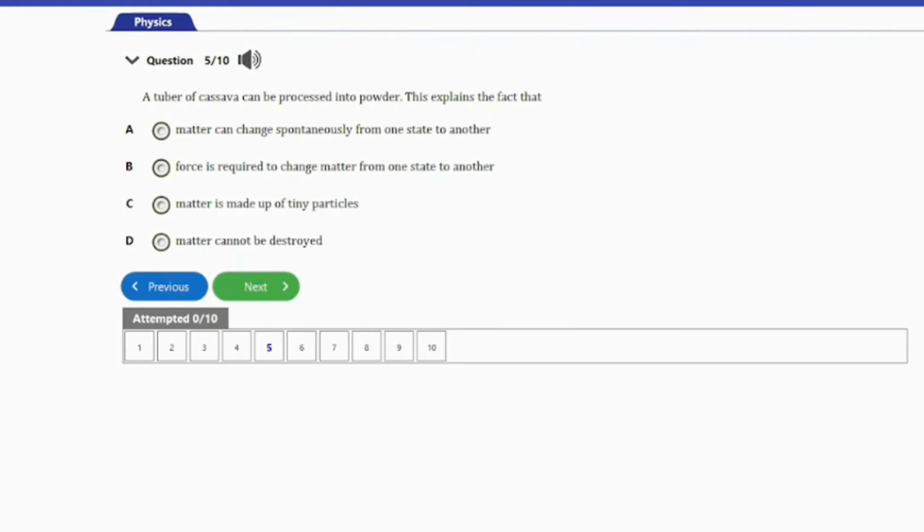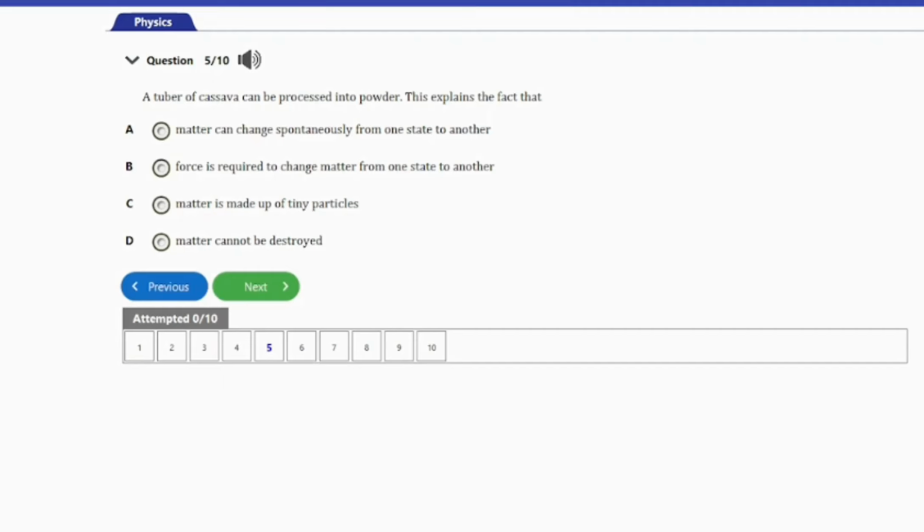It says, the tuber of cassava can be processed into powder. This explains the fact that A. Matter can change spontaneously from one state to another. B. Force is required to change matter from one state to another. C. Matter is made up of tiny particles. D. Matter cannot be destroyed.